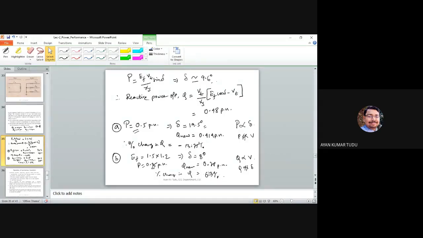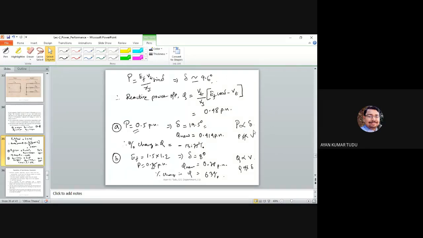So again, it is iterating the same fact that we have been harping upon, that if we have to change the reactive power, we have to change the voltage and vice versa. Similarly, if we are to change the active power output, we have to change the load angle and vice versa. Understood? Any questions till now?